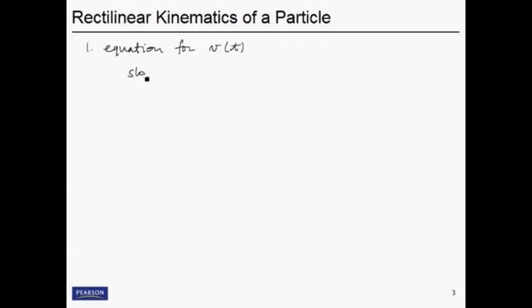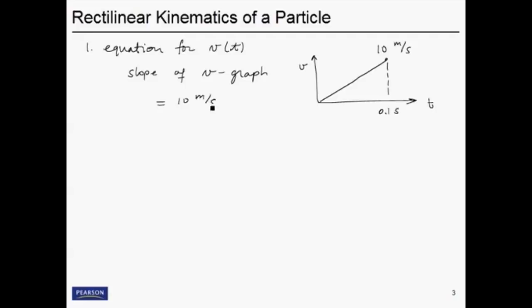So if we look at the slope of the V curve, we find out that it looks like this. There's time, there's V, comes up in a linear way up to there. This is 0.1 seconds, and this is 10 meters per second, so the slope is really just equal to 10 meters per second divided by 0.1 seconds. So that's equal to 100 meters per second squared. And what this indicates is that V of t is just going to be equal to 100t. It's got units of meters per second, and that is valid for t from 0 to 0.1 seconds. Okay, so that's our first equation.